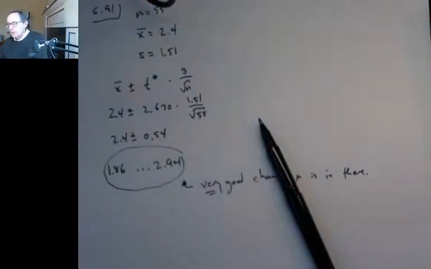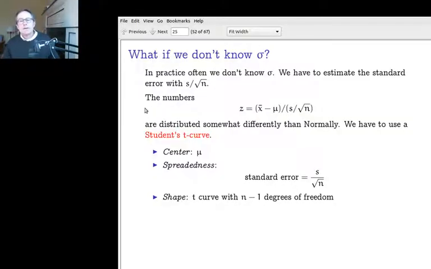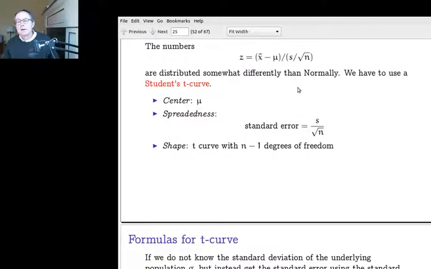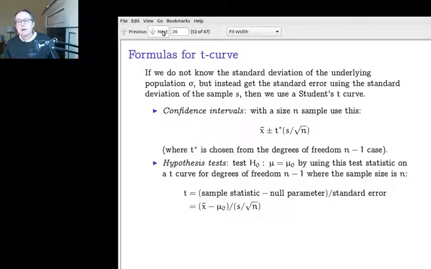We're interested in the population number. Okay, I also want to do hypothesis tests. Of course, I want to do hypothesis tests, and a hypothesis test is going to call for the same kind of stuff.